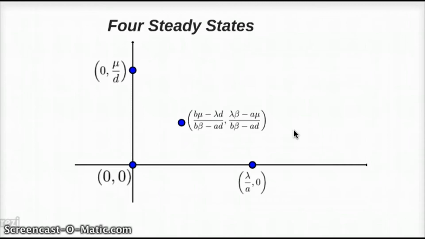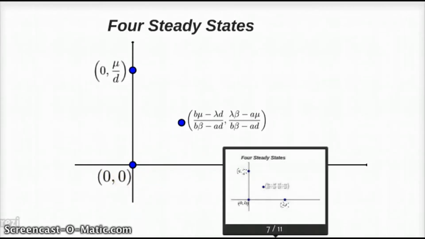Now we're going to revisit some illustrations to see when and how some of these points are stable. We'll see that this total extinction equilibrium point is never stable.